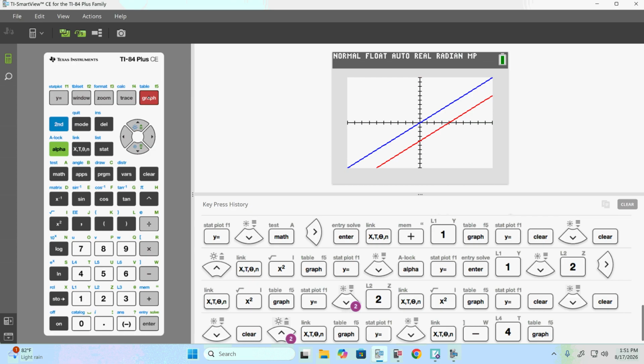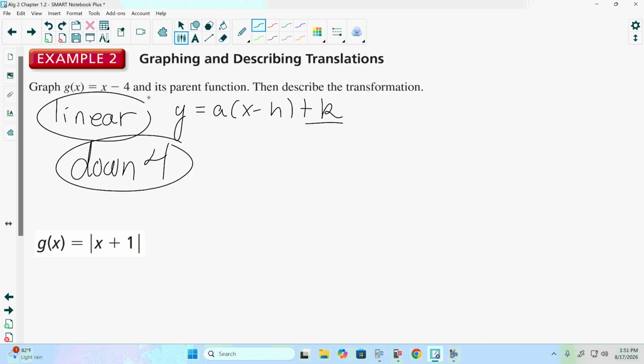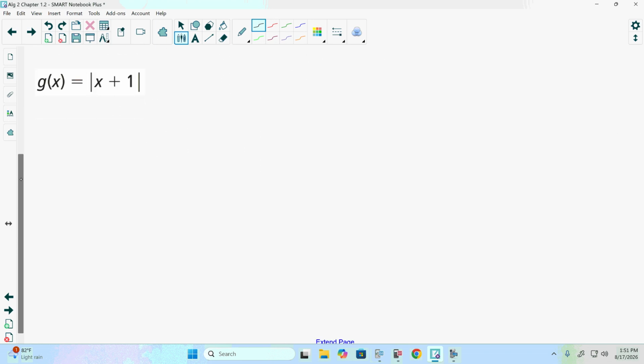But if I know what the parent is, it's y equals x, and I know that the transformation says it moves down 4, I now have an image in my head or something close to it of what the graph should look like. I think that's more important than actually being able to graph the thing. Questions on this here? Let's look at the next one.